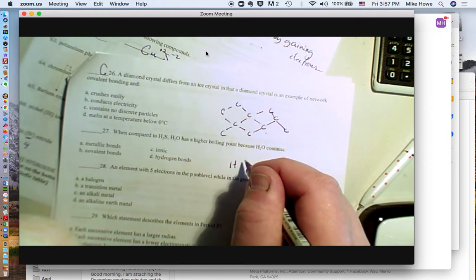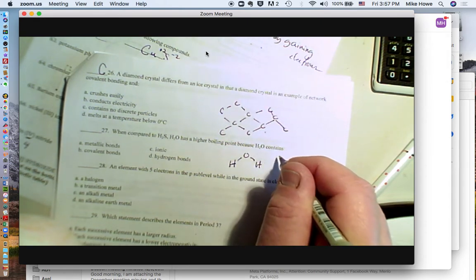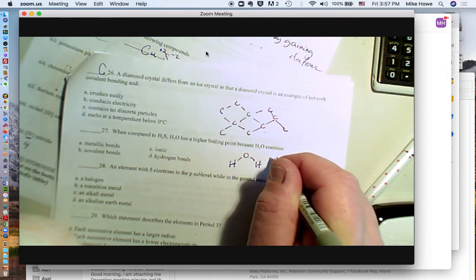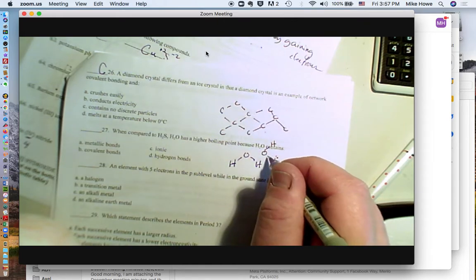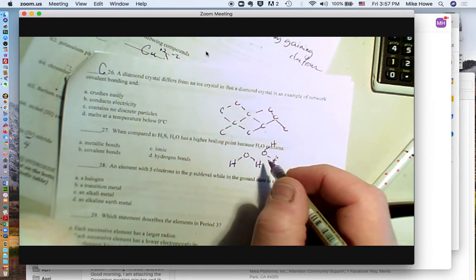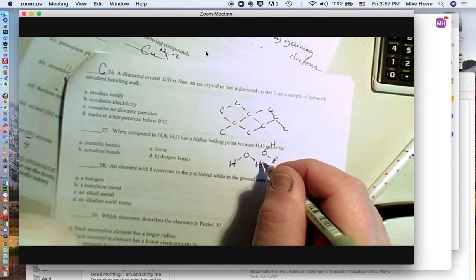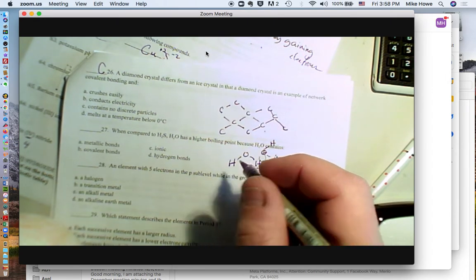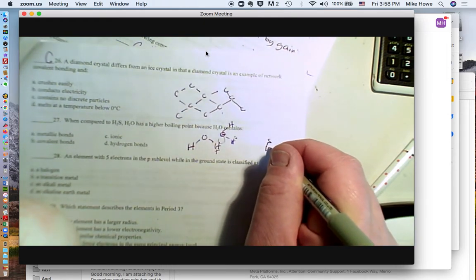But hydrogen bonding exists between molecules when, inside the molecule, you have hydrogen bonded to a highly electronegative element like oxygen. So the hydrogen bond would be right here. It's not really a connection, but since that end is positive and that end is negative, they attract each other. That's called a hydrogen bond. Sulfur would look like this. It looks very similar.